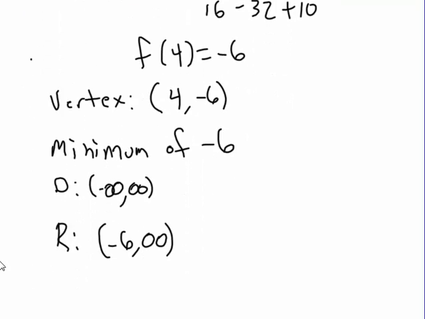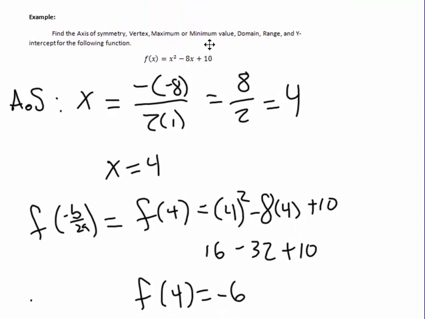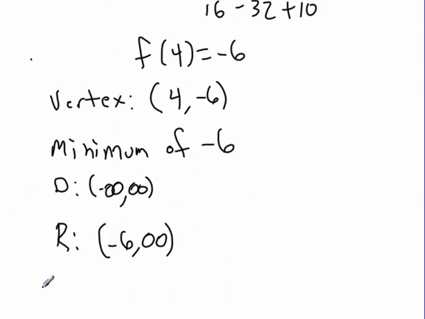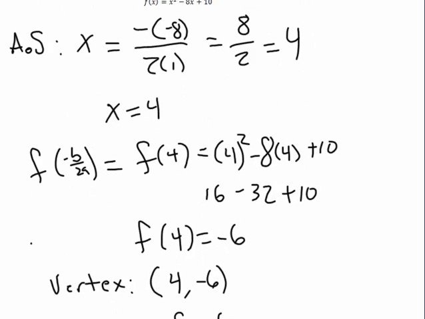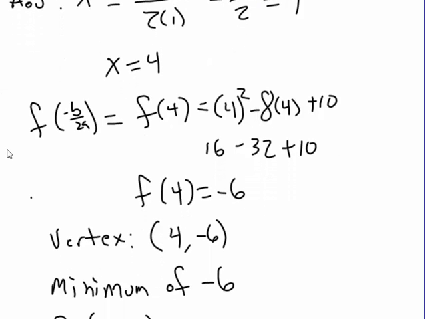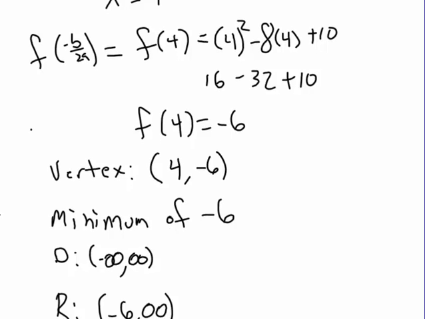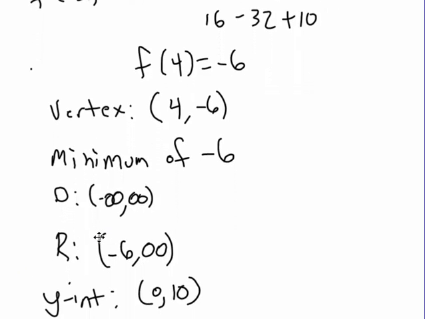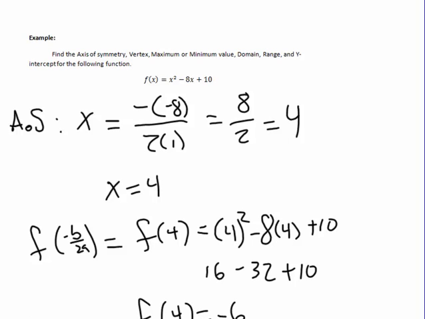My y-intercept, again, is just my c value here. So my y-intercept is the point 0, 10. So now we have a lot of information that we could pull from a quadratic function with not a whole lot of work. The opposite of b over 2a gave us 4. Plug 4 back in, we get negative 6. Everything else was just a matter of knowing and understanding the meaning of it. This requires a little bit of thinking, but as long as you know and understand the terminology, this is going to be fairly easy.